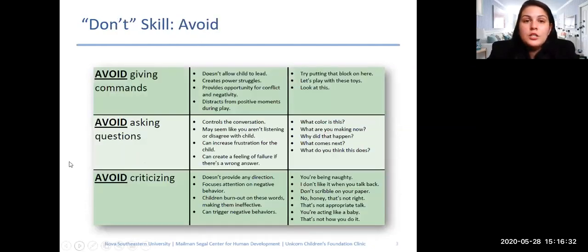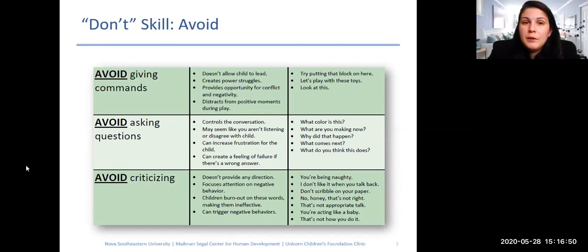So here are the don't skills. So here's what we don't want to do. We want to avoid giving commands, right? And again, this might be hard for some of us. For some of us, we find it easier to tell children exactly what we want to see.